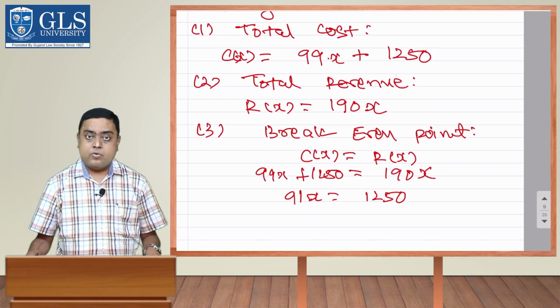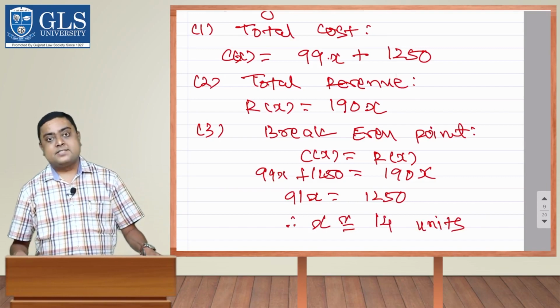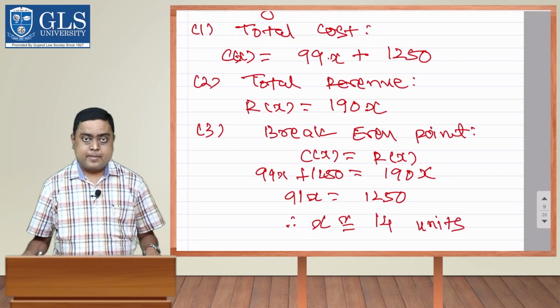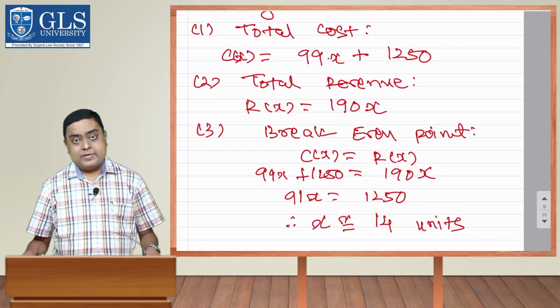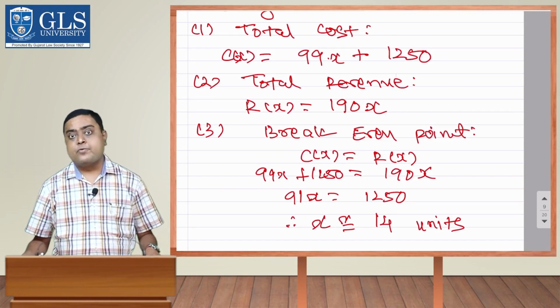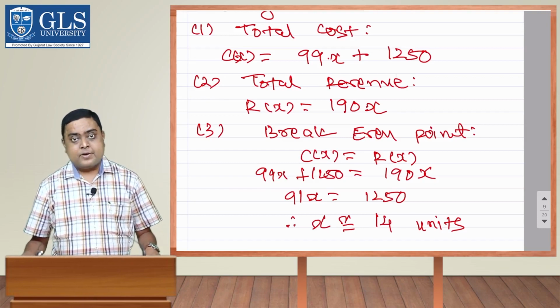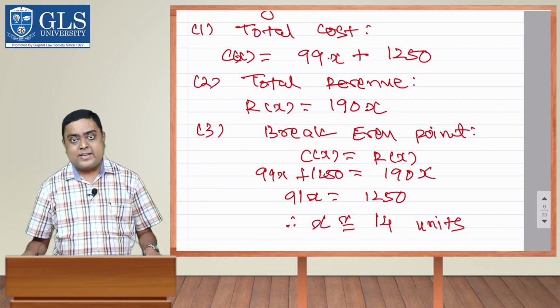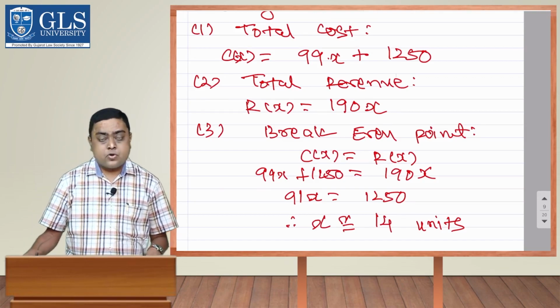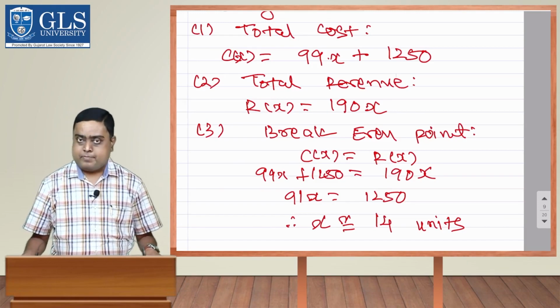And friends, now if we find the value of x, then I find x is approximately 14 units. See friends, when you solve this equation, you may find the value of x is a fraction, 13.74, but we know that the number of units is always a natural number. Therefore, we round up this value and we find the value of x as 14 units. So for these 14 units, we do not have any kind of profit or loss. Therefore, it is said to be the break even point. Clear?